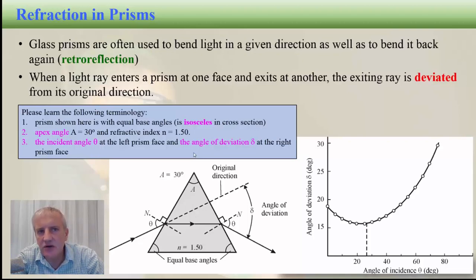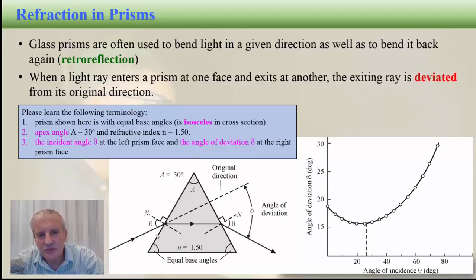So the glass prisms are often used to bend light in a specific given direction, as well as to bend it back again. So when a light enters the prism at one face, it is going to exit at another, and that exiting ray is going to deviate from its original direction. What do we mean by this? So let's look at the prism.